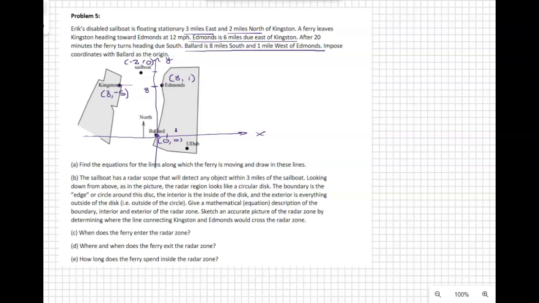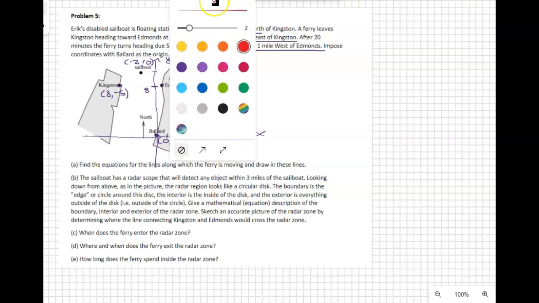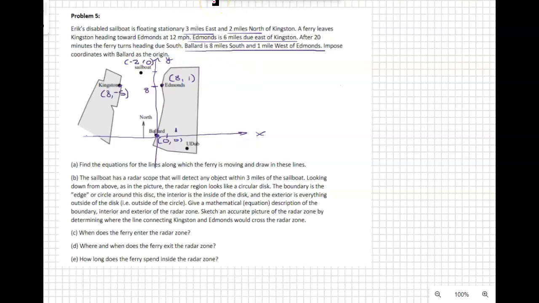Alright, let's see. Find the equation for the lines along which the ferry is moving and draw these lines. Okay, so the ferry leaves Kingston and heads towards Edmonds at 12 miles an hour. So it's going this way first. After 20 minutes, the ferry turns, heading south. So we've got to figure out how far it went.